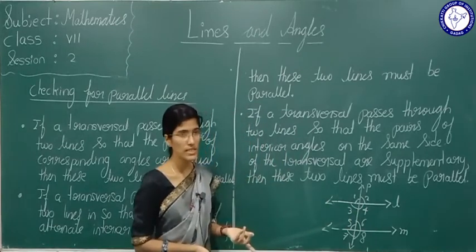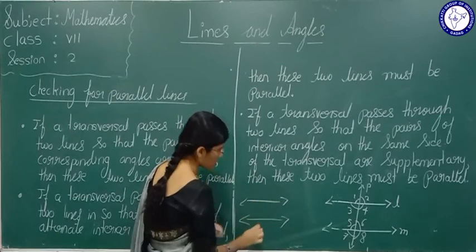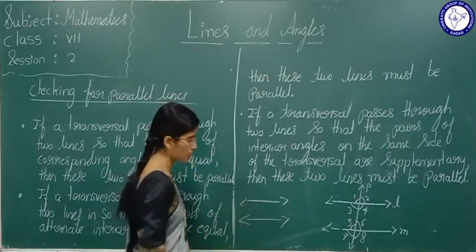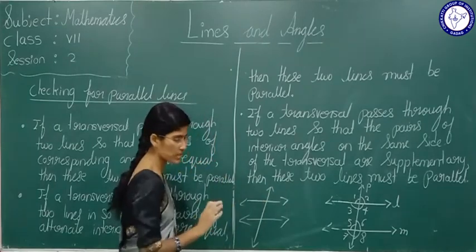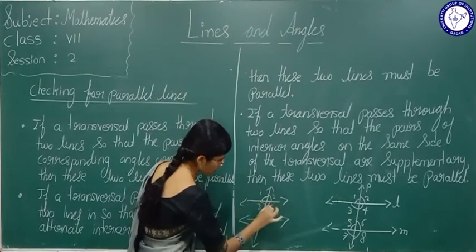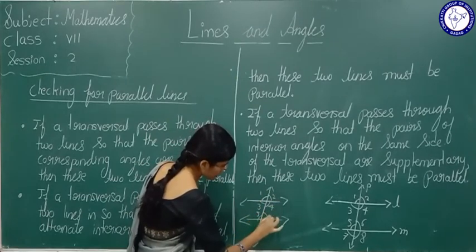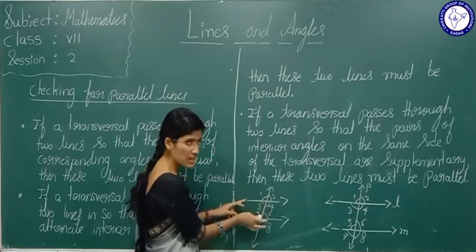Once again I will tell, suppose here two lines will be there. We don't know whether these two lines are parallel or not. Here, this is a transversal. We know that here 8 angles are going to form. Yes or no? 8 angles are going to form. Now see here, how to check whether these two lines are parallel?